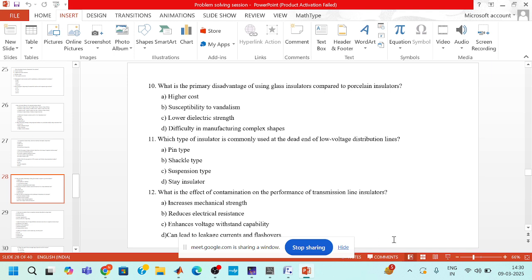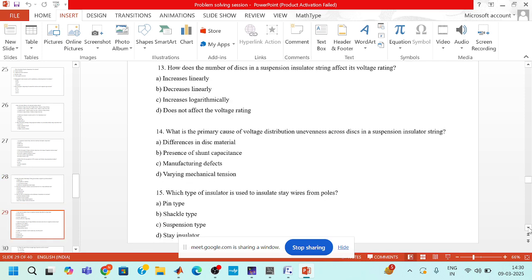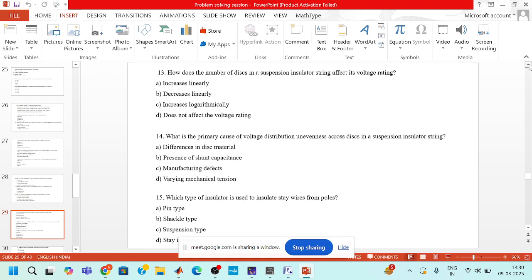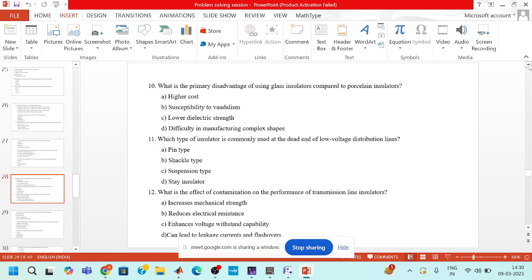Options are, shackle type, madam. Shackle type. Okay, and voltage range. About 11 kV, madam. Or yes, 415. The option B is correct. Shackle type insulators are used at the dead end of the string, low voltage distribution lines.